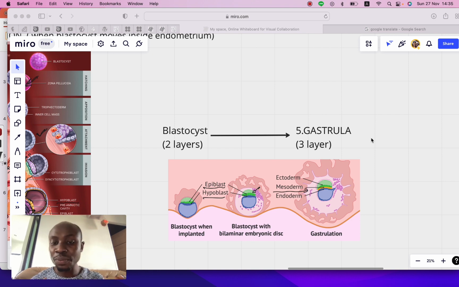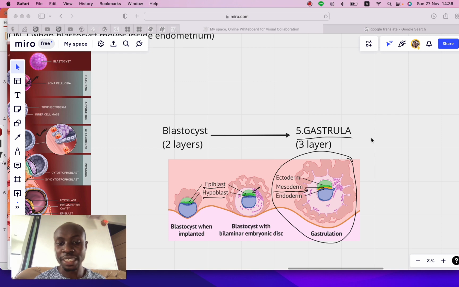Now, when we go from 2 layers to 3 layers, the layers are going to change names. Now, we call the epiblast the ectoderm, and we call the new layer, the yellow one, the mesoderm, and the hypoblast is now called the endoderm. And this new structure over here is now called the gastrula, which has 3 layers. We call these 3 layers the germ layers.